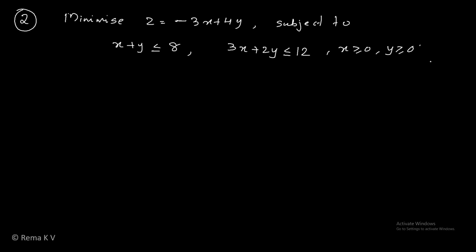Even if this is not given there, you have to take this condition. This is a very important part of this LPP. Non-negative constraints: the variables must always be non-negative. Okay, now try to draw the graph and give the corner points.